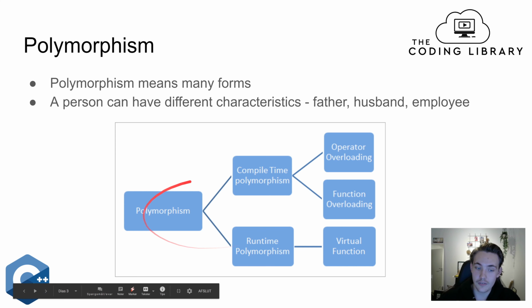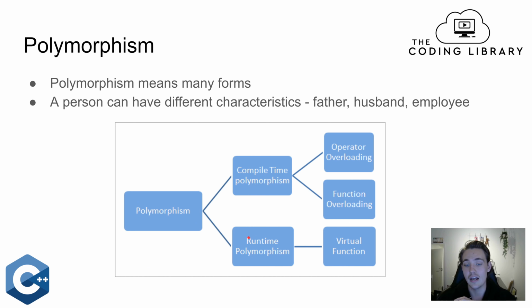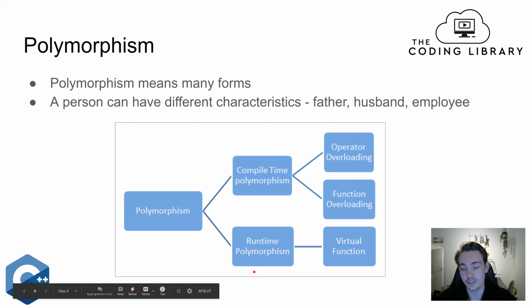On the graph down here we can see that we have polymorphism, which has two sub areas: compile time polymorphism and runtime polymorphism. Compile time is the polymorphism when we compile a program, and runtime polymorphism is when our program has been compiled and the program runs, then this is polymorphism at runtime.